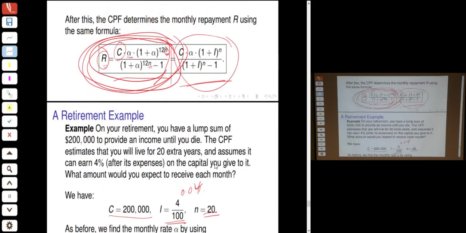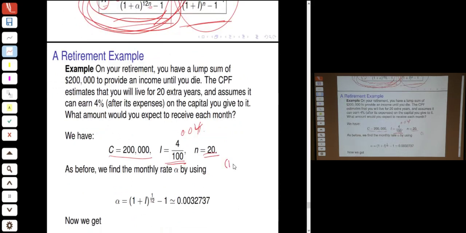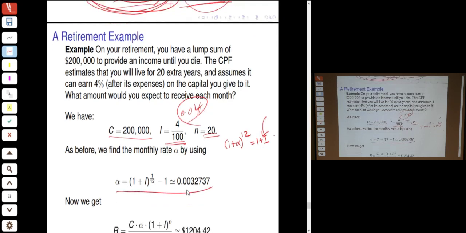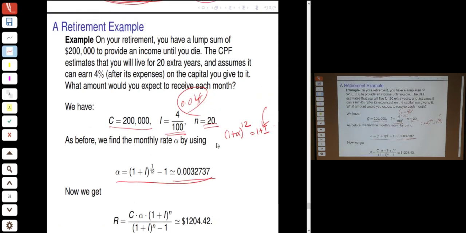So in order to use this formula, whichever one you use, you have to determine alpha, which is the monthly interest rate. And the monthly interest rate alpha, again, we find using our basic equation, which is 1 plus alpha to the 12 is 1 plus I. Okay. So now we plug in the value of I, which is 0.04, and crunch the numbers and calculate the value of alpha, which is 0.0032737. Okay. So this is just some number which comes up from your calculator.